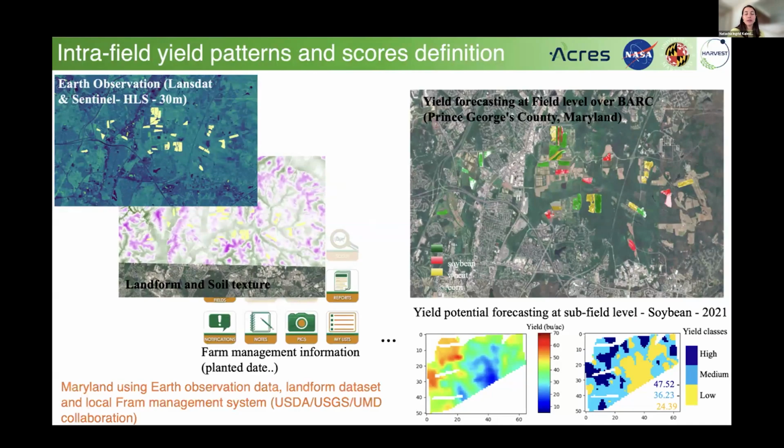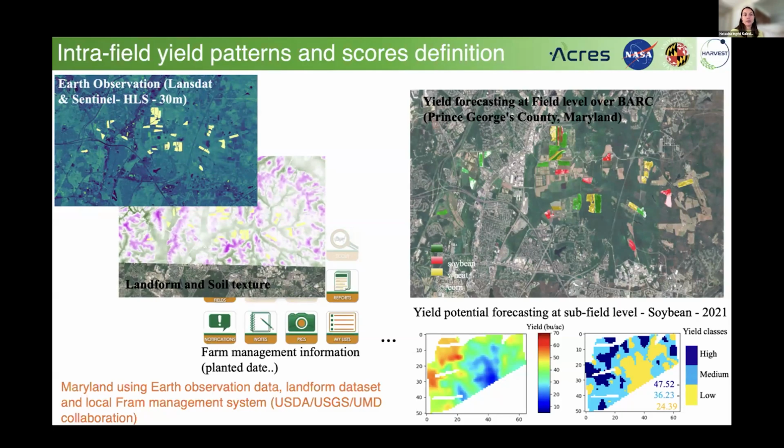So I will finish with this last slide. Once we can look at yield forecasting at field level, we can also look at yield forecasting inside the field, at sub-field level. That is a project that I have with the USDA and USGS, again over the same field, to combine different types of data sources, like landform, soil texture, but also farm management information specific to every field, to be able to identify how to manage a farm and a field in real time.